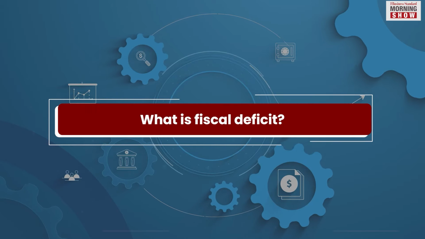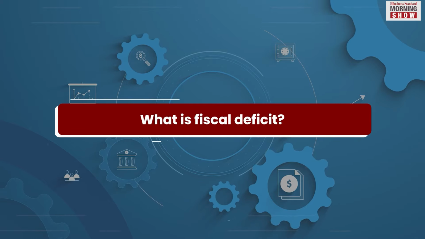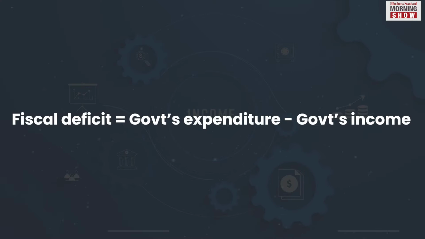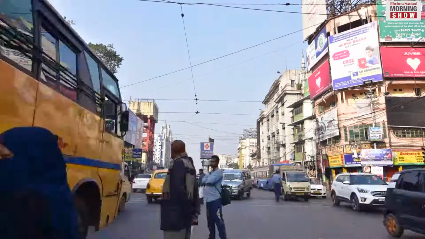The budget is made up of two main components, income and expenditure. In India, the expenditure is usually higher than the revenue. The difference between the government's expenditure and its revenue is called the fiscal deficit. In simple terms, it is the money that the government spends in excess of its income. This deficit is calculated as a percentage of India's GDP.